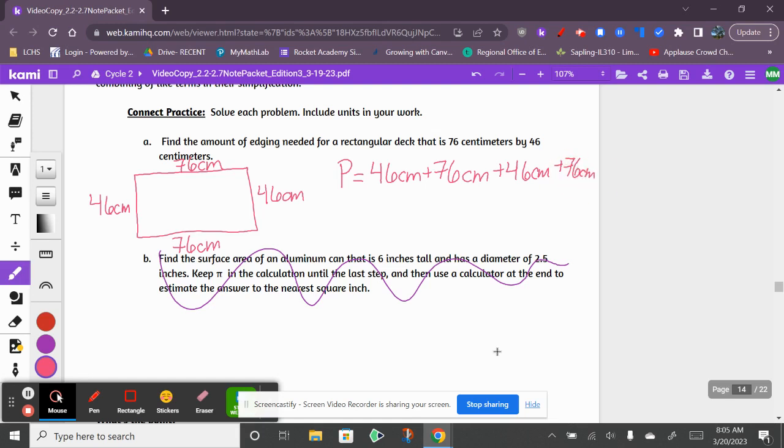All of these are like terms because they're all just in centimeters. So we'll go ahead and just combine all of the coefficients. So we get 244 and it just remains centimeters. With perimeter, our units are just going to be units. They're not going to be to any exponent or to any power.